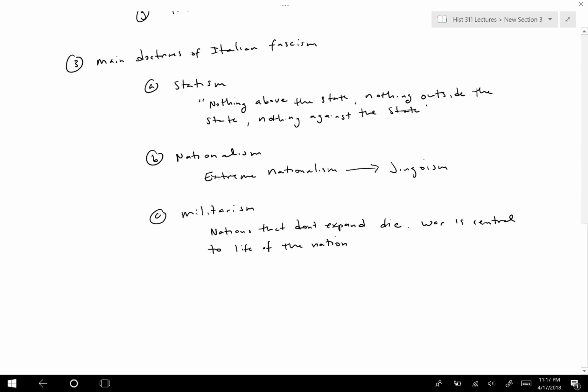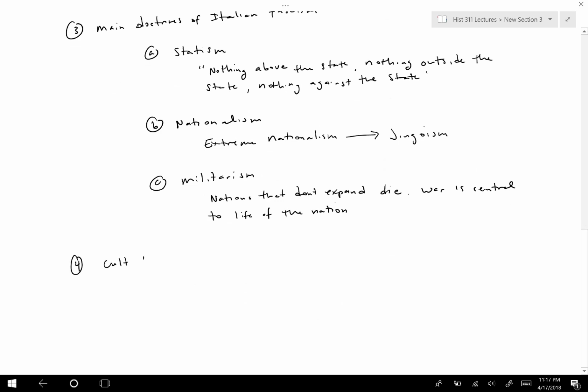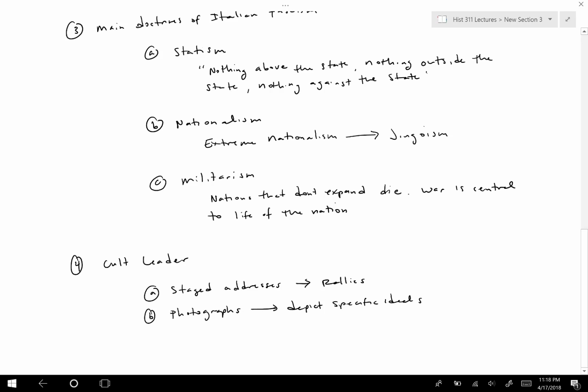One of the things we mentioned was a cult leader, and I want to look at that because it's a huge aspect of it. Mussolini and Hitler both do this. You have staged addresses, specifically in rallies, where you can bring up the fervor and adoration. You have specific photographs that depict specific ideals. Mussolini, for example, was photographed bare-chested or in a uniform with a steel helmet. You have the propaganda that a leader is needed for conquest.